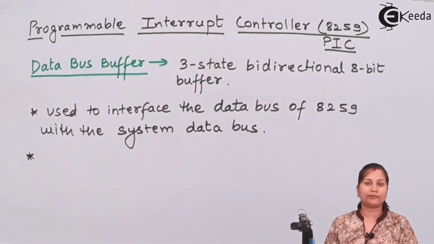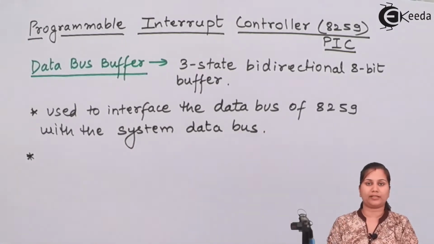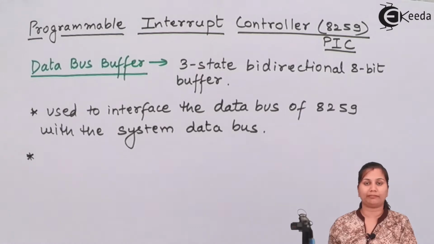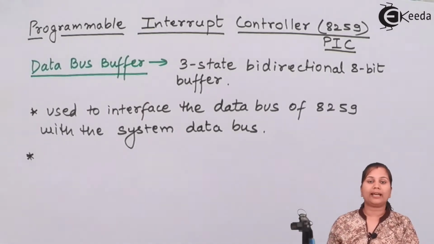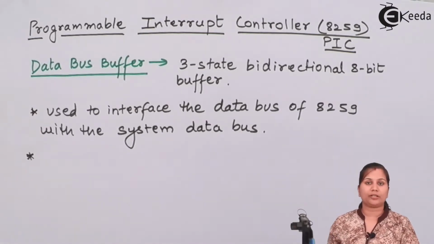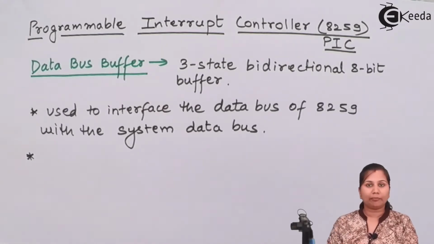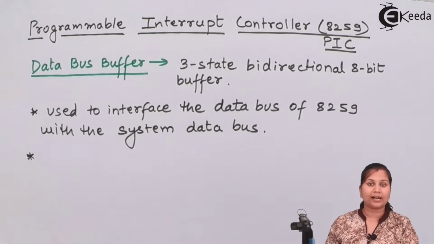Now the data which is transferred from the 8259 to the microprocessor and from the microprocessor to the 8259, what can this data be? This data can be either control information, that is, a command word, or it can be the status of the interrupts, that is, which of the interrupts are pending and which are in service, meaning which are being executed at that time. So the data can be information about the status of the interrupts or about the command words. This data is transferred through this data bus buffer.